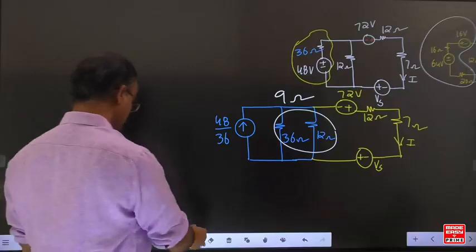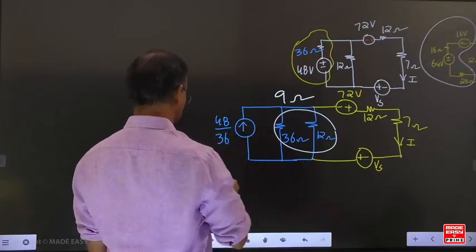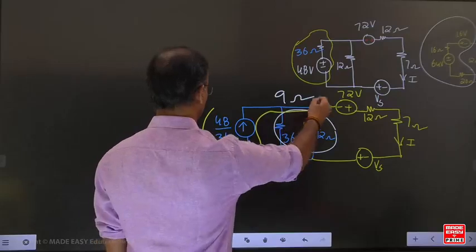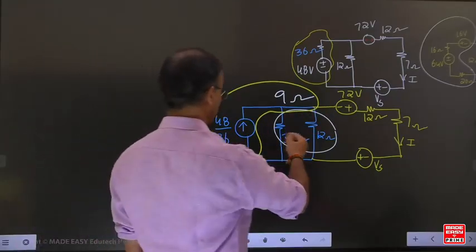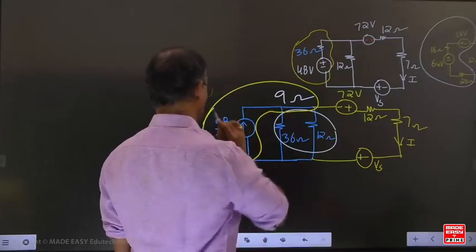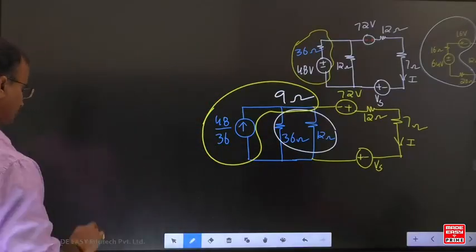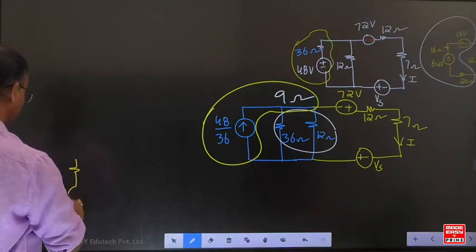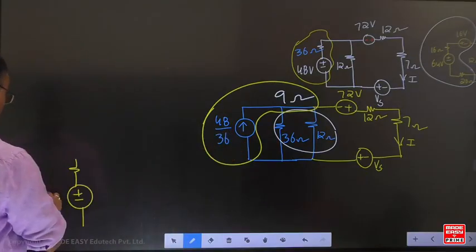Okay. Now 9 ohms and this current source. Can you convert this one to an equivalent voltage source? The equivalent resistance for both is 9. If you convert this to an equivalent voltage source, check, the voltage will be 12.